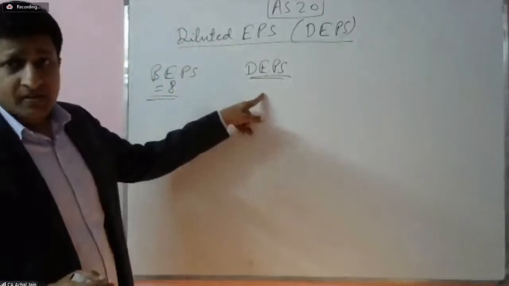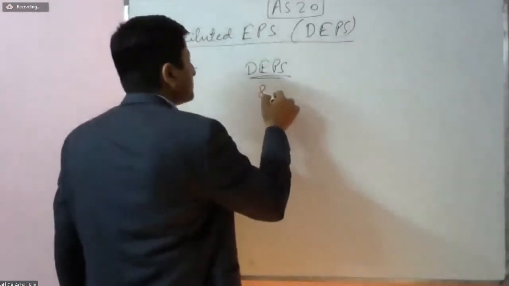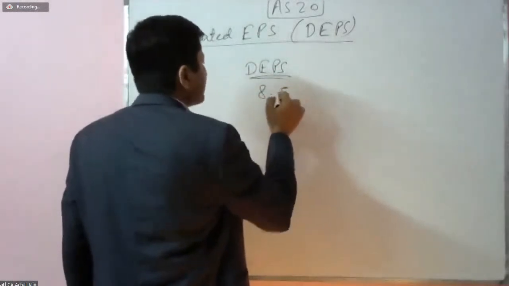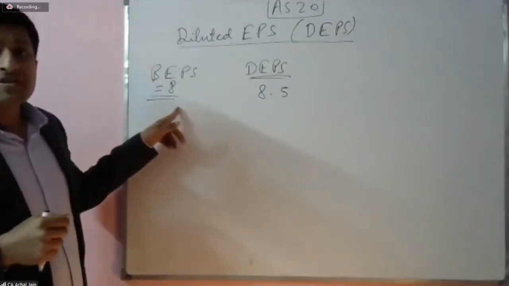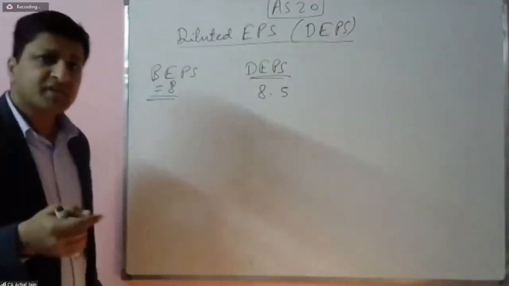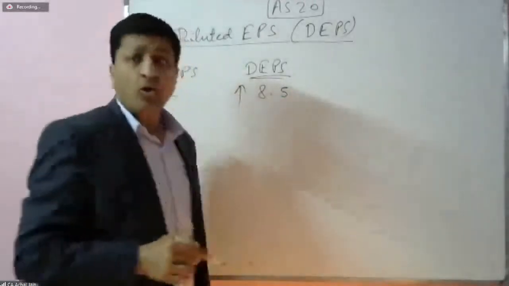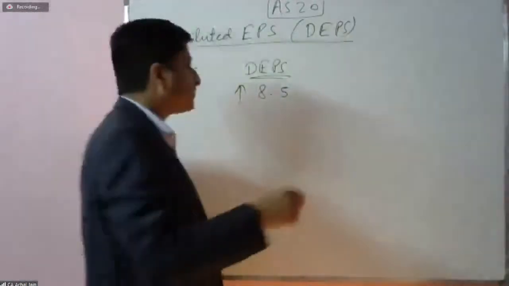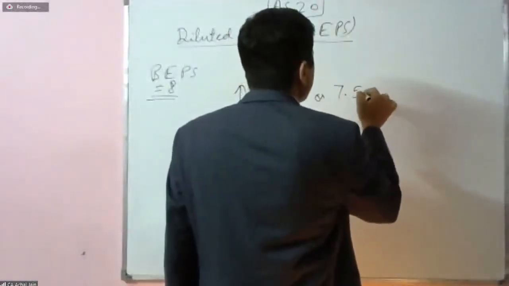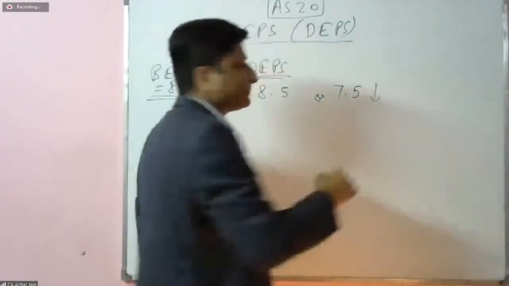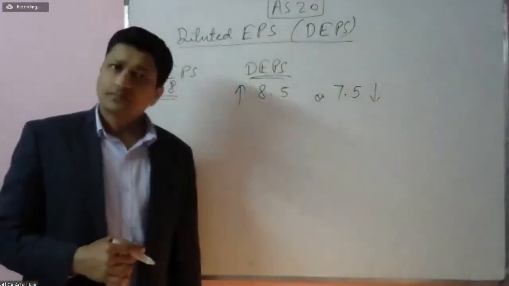Either the EPS may go up, say it becomes 8.5, means it may go up from the basic earning per share from the previous EPS, or it may also go down, or it may become 7.5. Only two situations are possible.